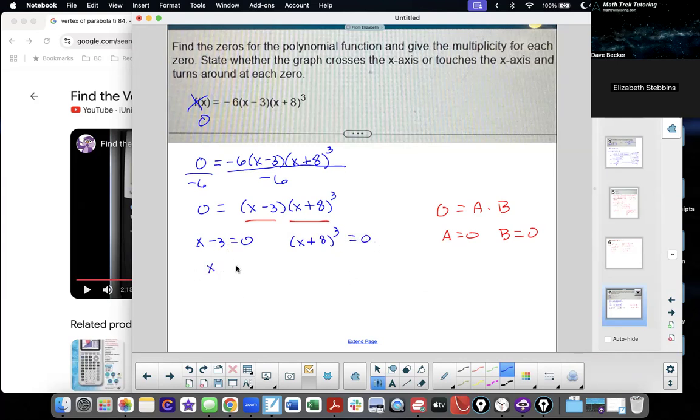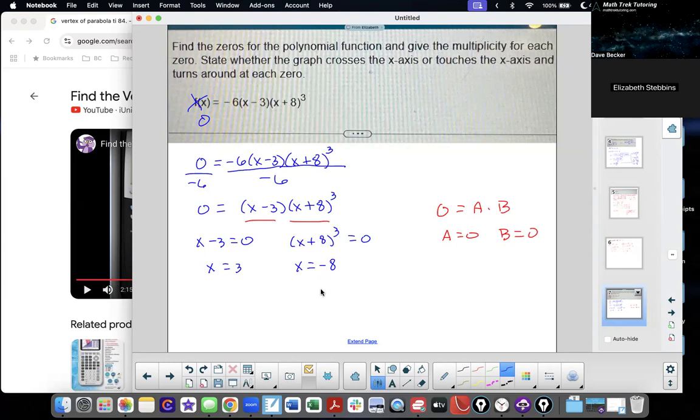Okay. So here we have x equals 3. You okay there? Yes. Okay. The long way here is to get rid of the cube root and take the cube root of both sides. The short way is to realize, well, I just need a 0 in here, so x would be -8, because -8 plus 8 is 0, and 0 cubed is 0.